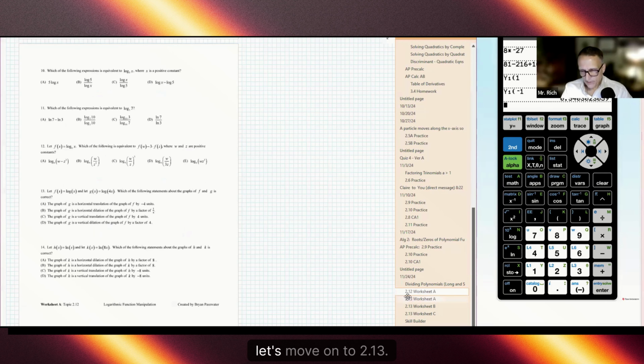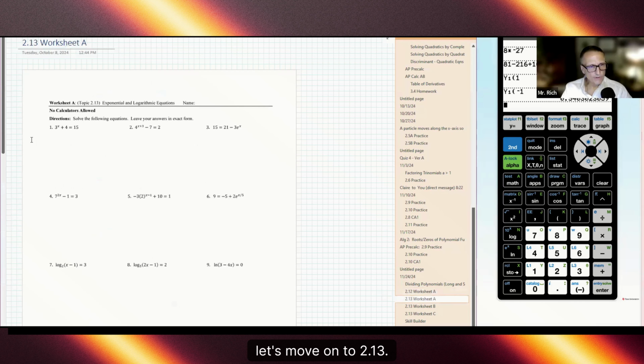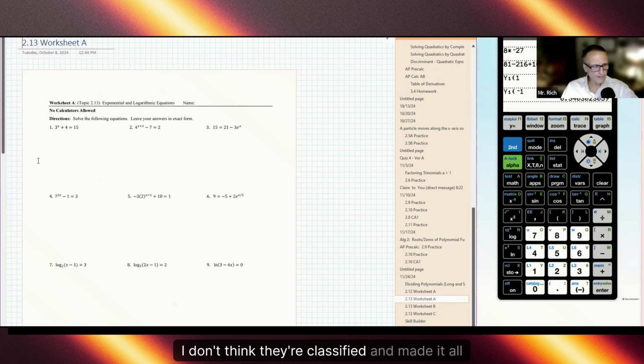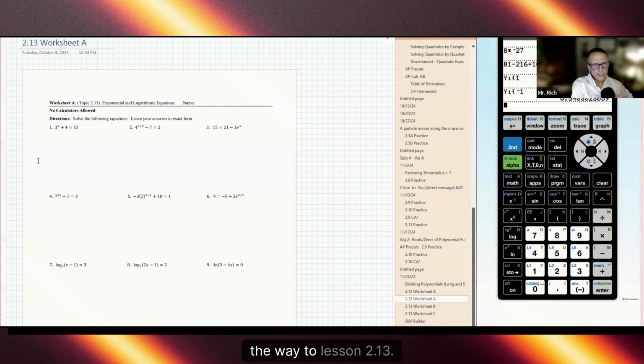All right, let's move on to 2.13. And this is where we're going to be solving exponential and log equations. Most of the students that I'm working with, I don't think their classes have made it all the way to lesson 2.13, so we're working a little bit ahead here. I'll solve a few exponentials and a few logs. And this is where we're using logs and exponentials as inverses of each other.